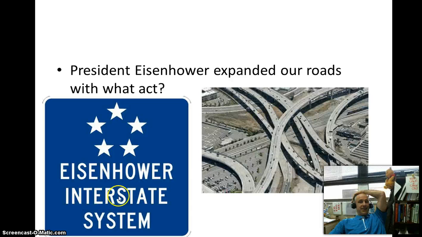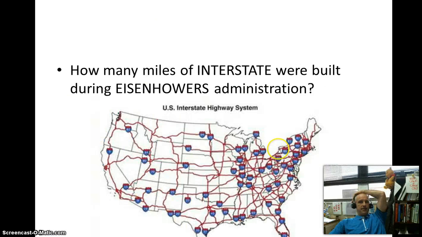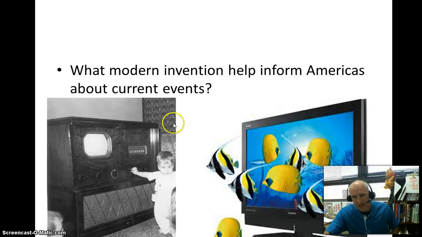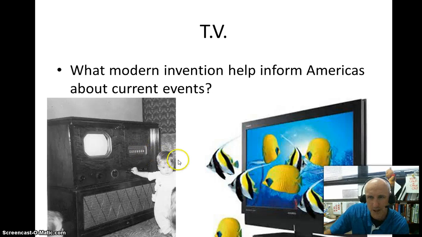And here it is. Look at it. Interstate Highway Act. All right. How many miles did he build? Look at all these interstates. 41,000 miles. What modern inventions helped inform Americans about current events? The TV. Check it out. That's actually kind of getting old today. I know some of y'all, or some of us, still have that. Look at that thing, though. Look at the old TV. It's a radio and TV in one. Woo, that's a really good deal.